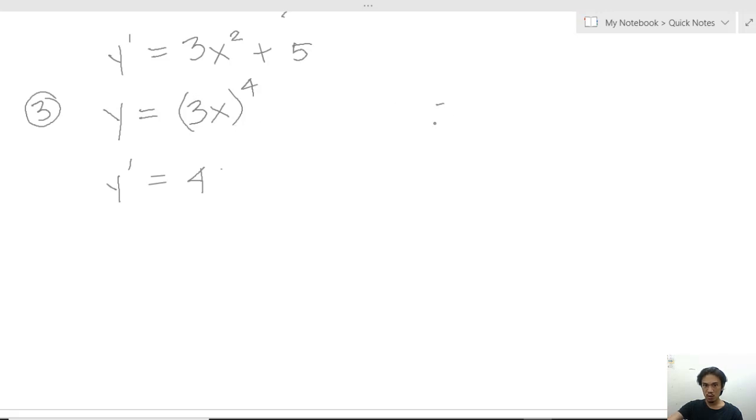Take note that (3x) raised to 4 is not equal to 3x raised to 4. They are not equal. For this one, 3 is also raised to 4. But for this part, 3 is outside the parenthesis, and that is outside the exponent. So x is the only one being raised to 4.